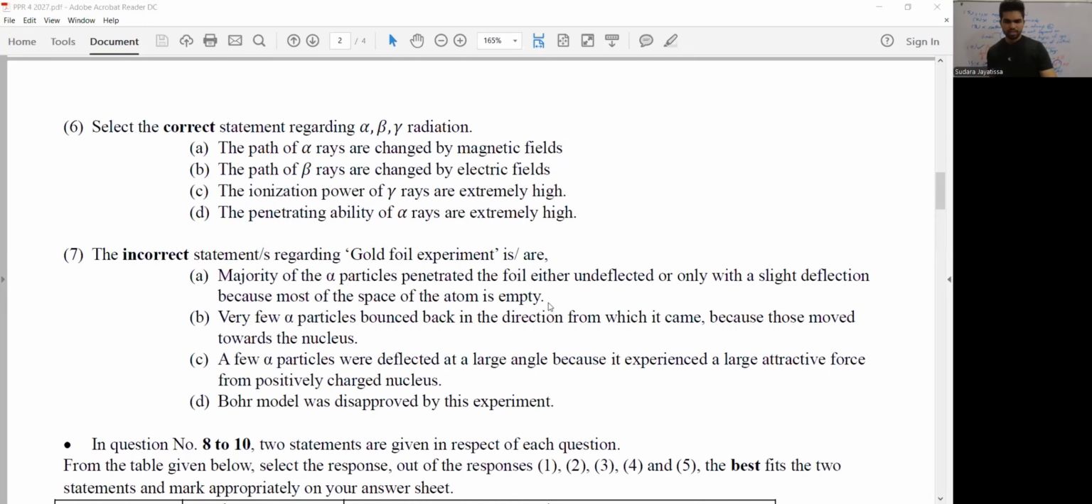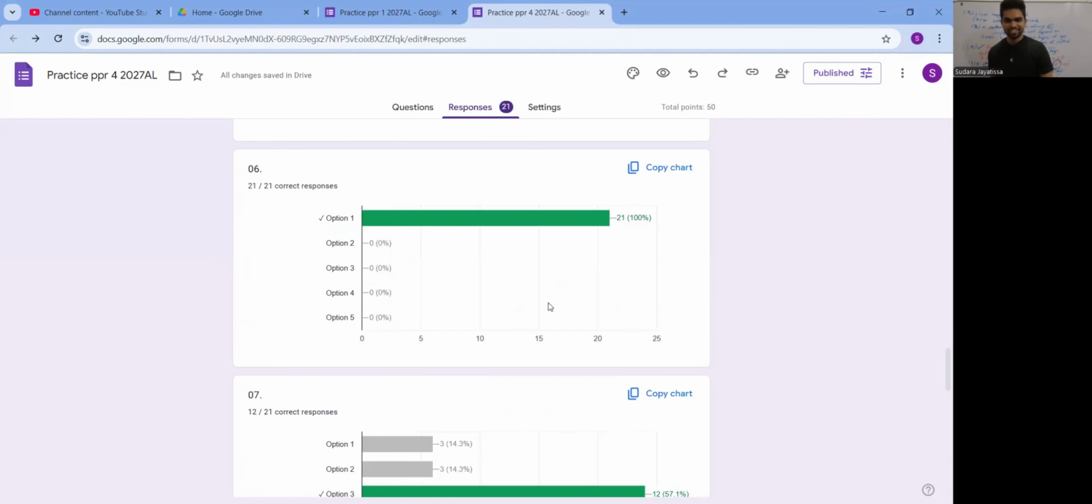Sixth one, oh my god, everybody got the proper correct answer. It's 100%. Very good, very good.